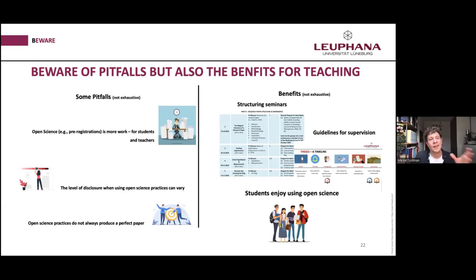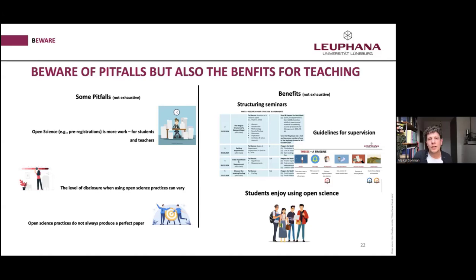And I also think when you evaluate a pre-registration, for example, it's helpful to notice that students do it for the first time. So if I think back to my first pre-registration, it might not be the best that I've written, and I think it's good to keep that in mind that students are there to learn. Having said that, I think the benefits outweigh the pitfalls.